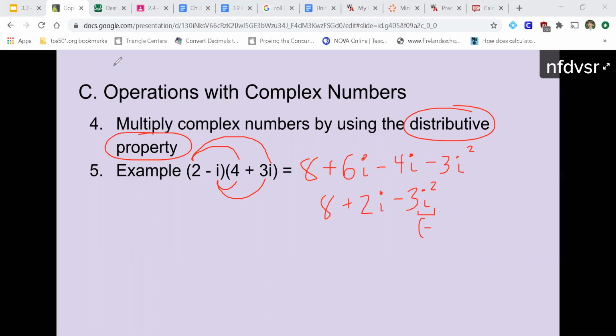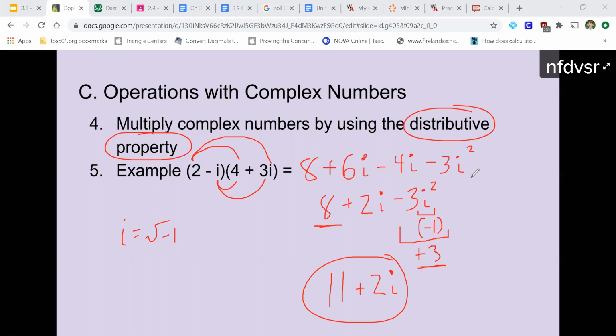i squared is really negative 1, right? And negative 3 times negative 1 is really plus 3, which I can combine with the 8. 8 plus 3 is 11. If you remember to do that last step, I think you'll be just fine when you multiply complex numbers. That i squared, remember, is really i is the square root of negative 1. i squared is negative 1. So negative 3 times negative 1 gives you plus 3, and you should be able to combine that with your other real number term to get 11.